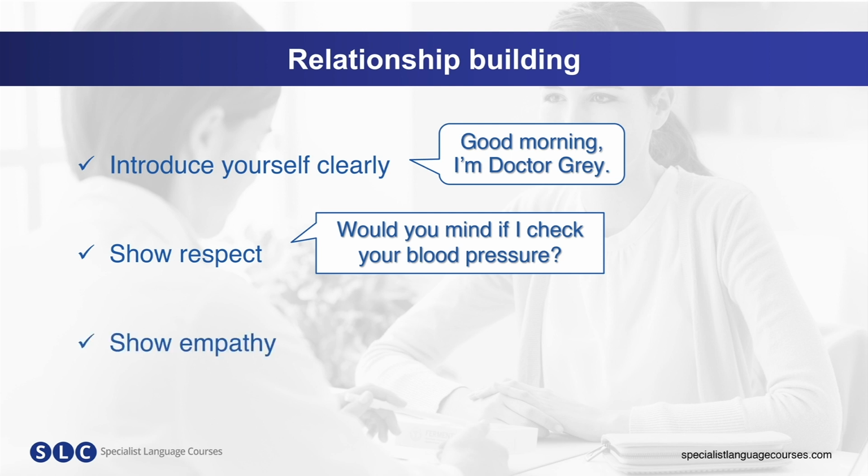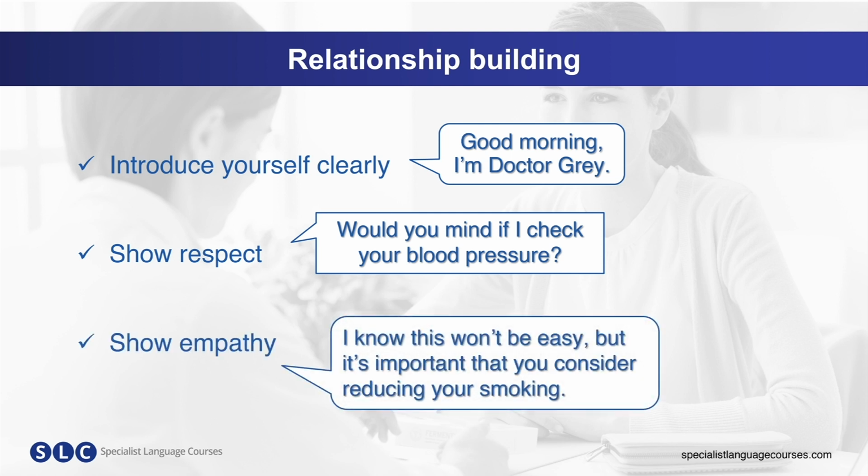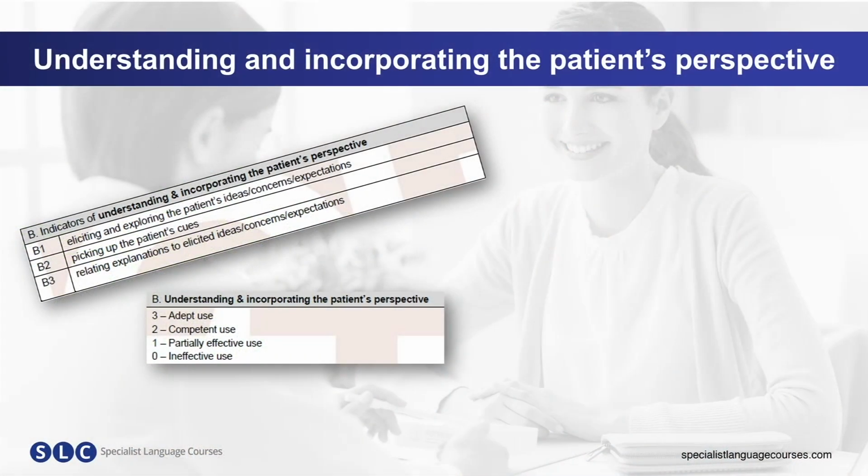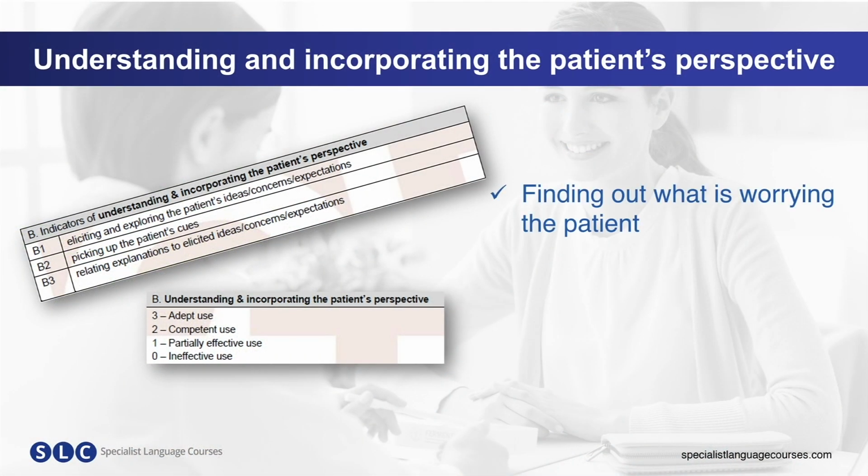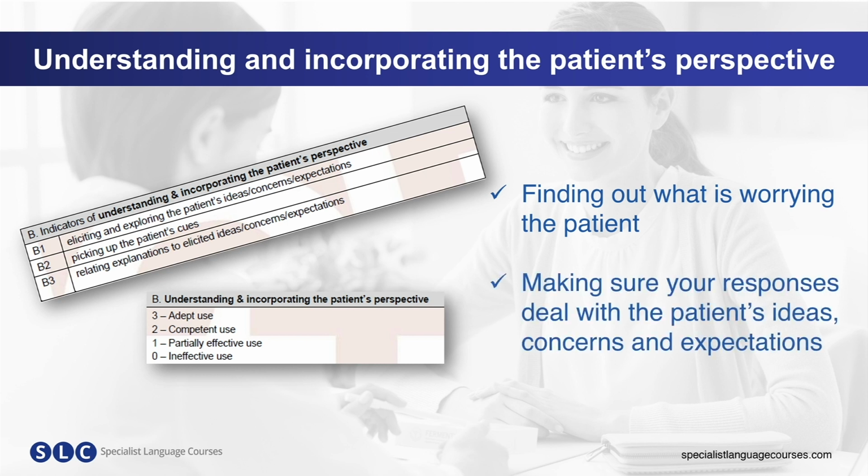And show empathy. For example, say something like, "I know this won't be easy, but it's important that you consider reducing your smoking." The role play should be patient-centered. And this is what the next criterion is about, dealing with the patient's ideas, concerns, and expectations, or ICE. This involves finding out what is worrying the patient and making sure your responses deal with the patient's ideas, concerns, and expectations. So it's best to ask the patient an open question at the start of the role play to get information on their mood. For example, "So Matthew, what brings you here today?" Once you hear the patient's concerns, you should try and relate back to them in your explanations.